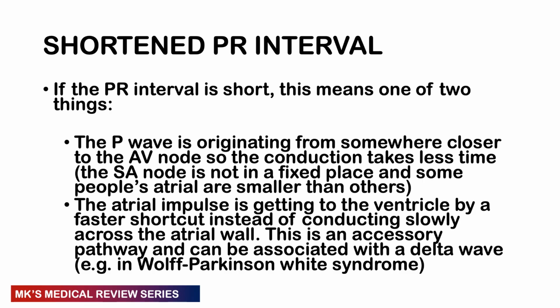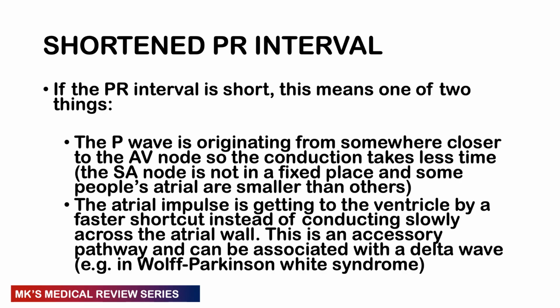Then in terms of a shortened PR interval, remember your PR interval can shorten. So this means one of two things. It means that your P wave is starting somewhere closer to the AV node. So it means that it's taking a much shorter time to depolarize the AV node, and it's not starting off from the SA node. Because remember that the SA node is a fixed place, and some people's atria are actually even smaller than others. Or the second impulse could be starting off from the SA node by traveling through a faster pathway.